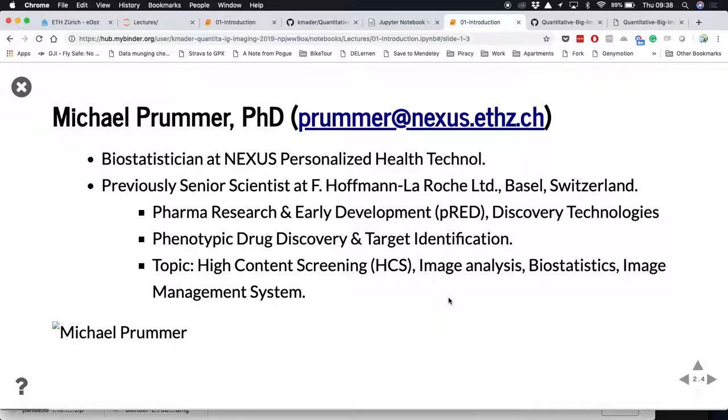And then one of the other guest lectures that we'll have is from the Nexus Personalized Health Technology Center at ETH. He was formerly at Roche doing high content screening. I think there were a number of students who had examples or issues similar to this, where you are able to screen lots of cells and you have machines that can do millions of experiments per day, but you need a way to analyze all of these images quickly and reliably in order to figure out which drugs might work and move on to the next candidates.